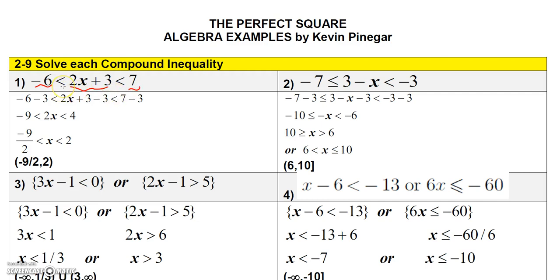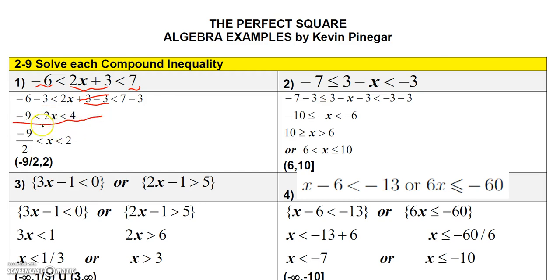So to keep this inequality balanced, I'm going to subtract a 3 from each of these. So I'm going to take minus 6 minus 3. I'm going to take 2x plus 3 minus 3. And of course the reason I'm doing that is so that these two will cancel out. And then I'm going to take 7 minus 3. Well, now all I have in the middle is 2x. And then on the outside I have minus 6 minus 3 is negative 9. And then 7 minus 3 is 4. So now I have 2x trapped in the middle.